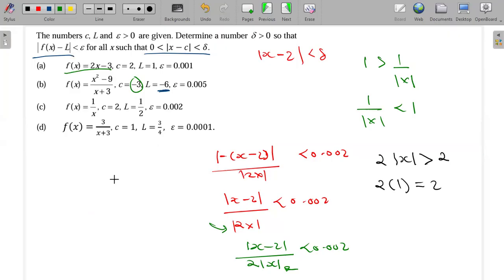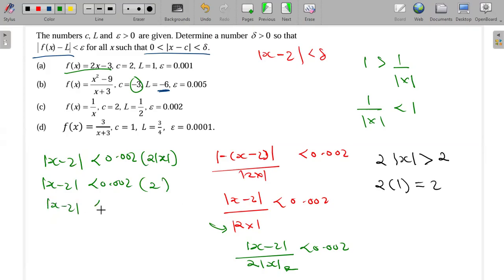From there, where we had ended, you can just say modulus of x minus 2 is going to be less than 0.002, multiplied by 2 modulus of x, because you can cross multiply there. And this here is just going to be x minus 2 less than 0.002. And then you replace this part with the 2 there, and you have x minus 2 there is going to be less than 0.004.